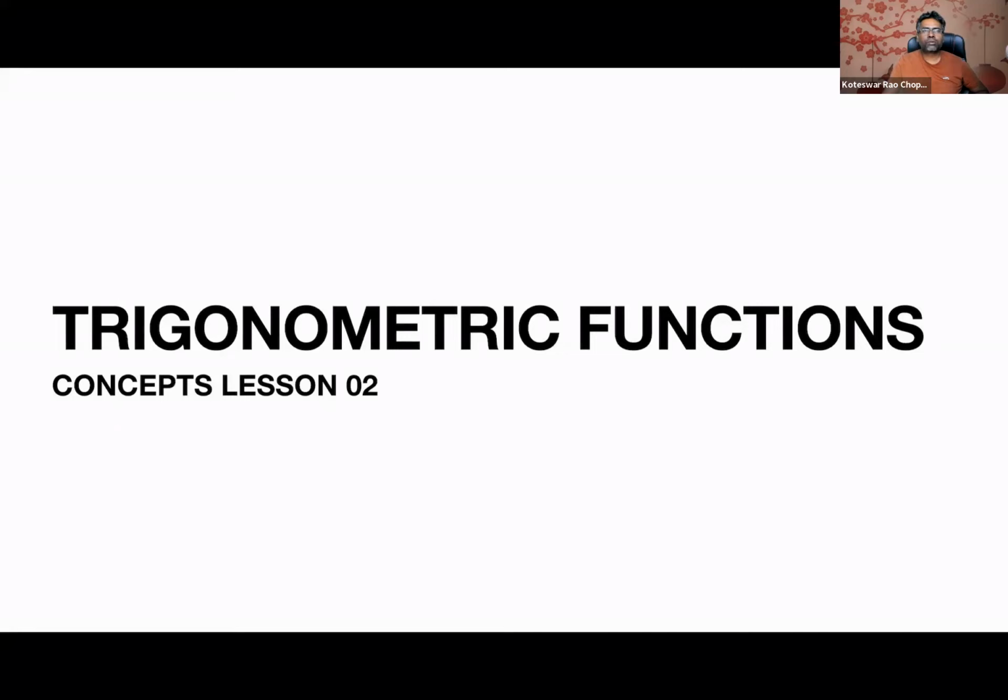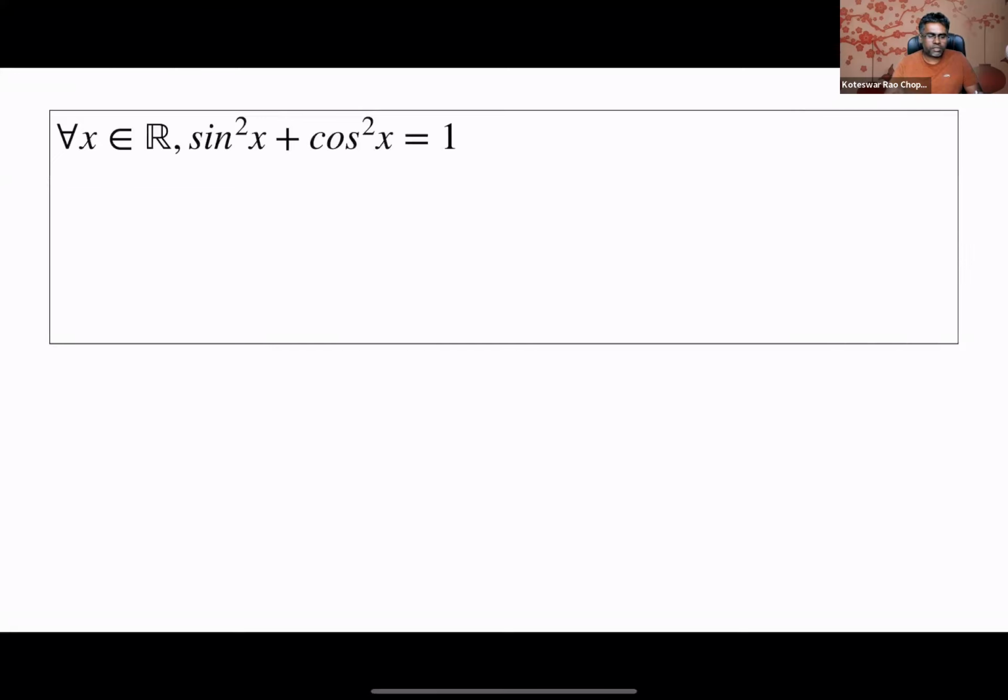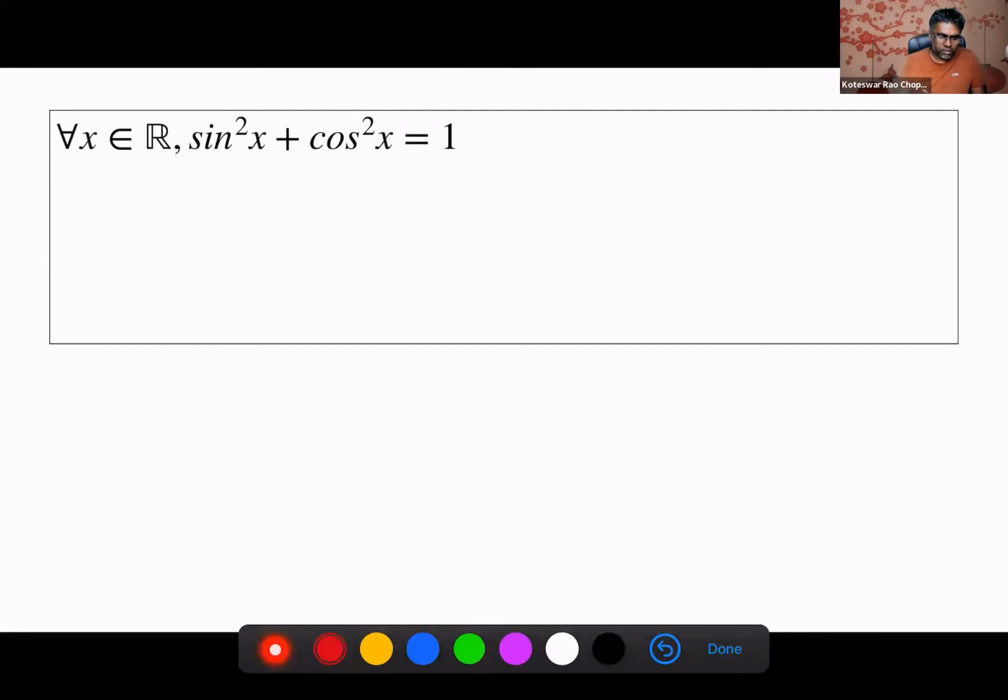Okay, so we will start from where we left off in the last class. This is again something that you would have seen in 10th class, and we also saw this last class, right? For all elements in the real number set, sine square x plus cos square x is 1.